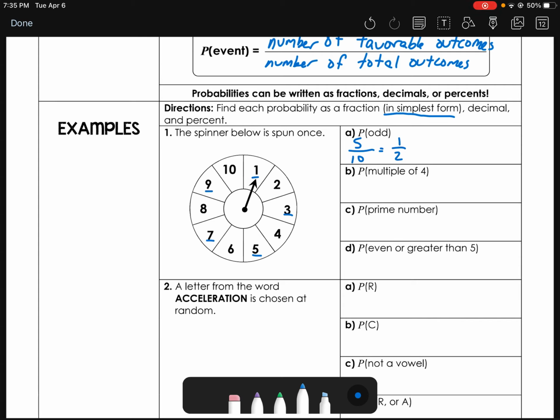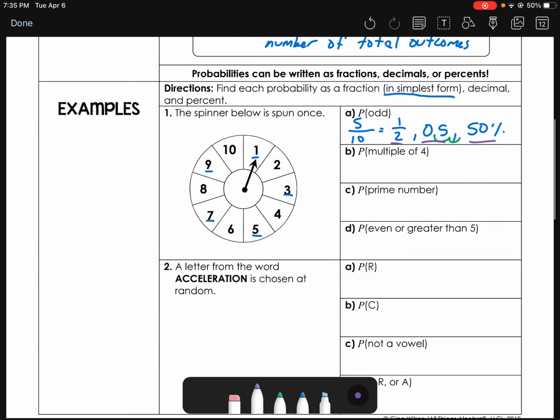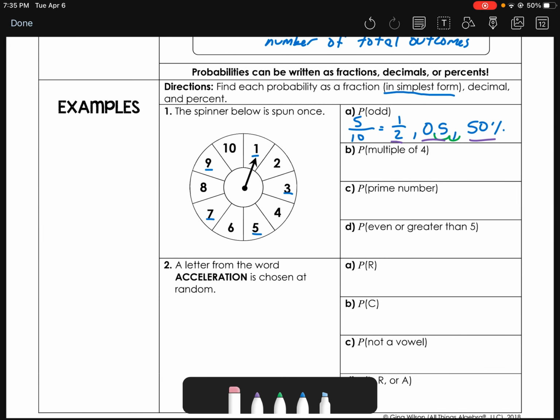Now, if I wanted to, 1/2 is the same thing as 1 divided by 2. I could plug that into my calculator. 1/2 is the same thing as 0.5. And then to get that as a percent, I could just take the decimal and move it over 2 times, or get 50%. These three are saying the same thing. It's just written in different forms.